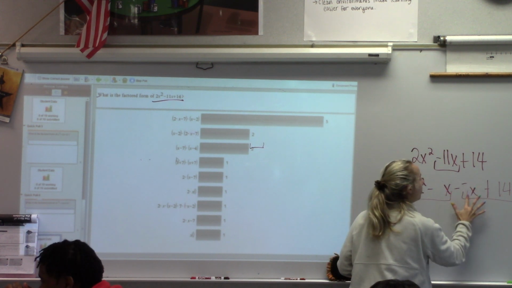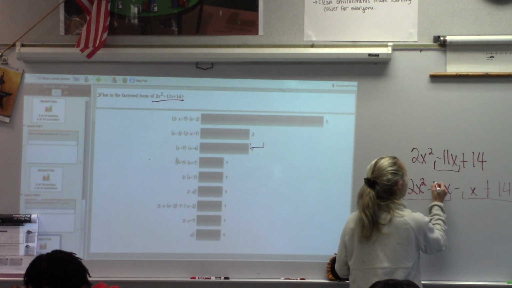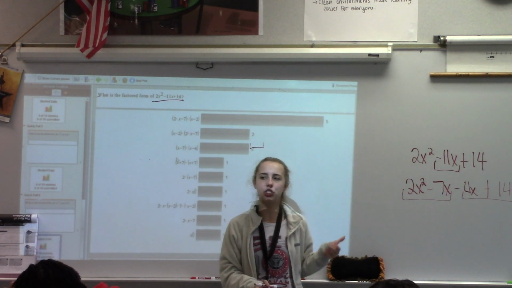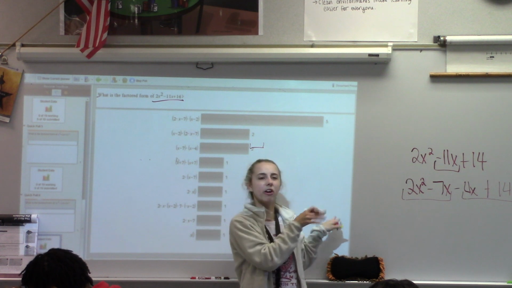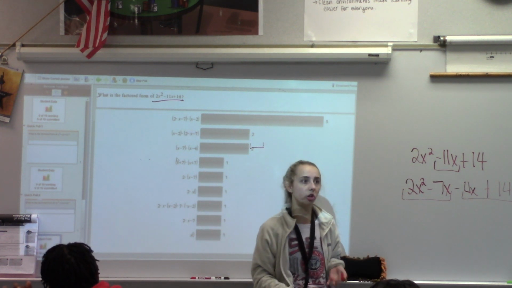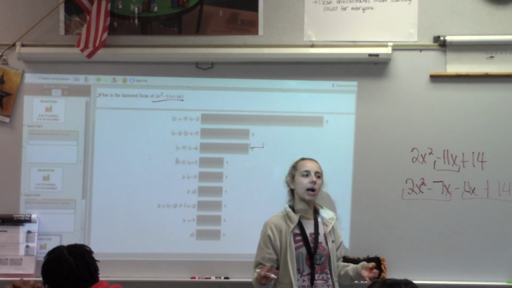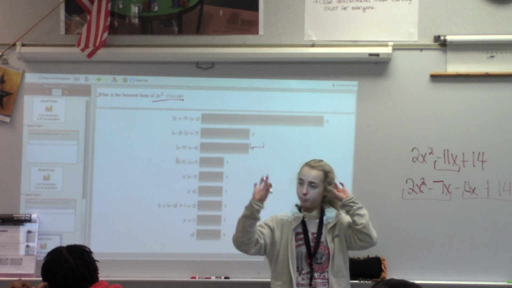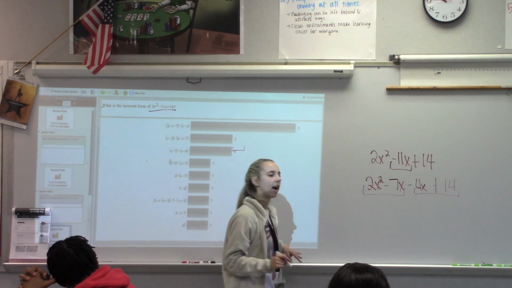So if we were to flip these, can I still factor these 2 groups? Is there still GCFs in both of them? They're just going to look a little different. Sometimes you decide for yourself which way you want to write it by how it's going to be best for you to factor, but this is still factorable.